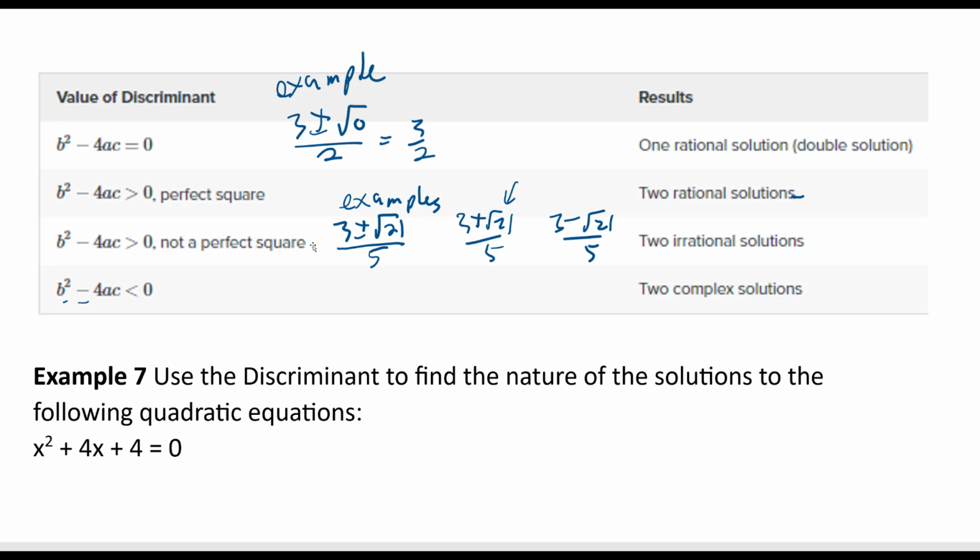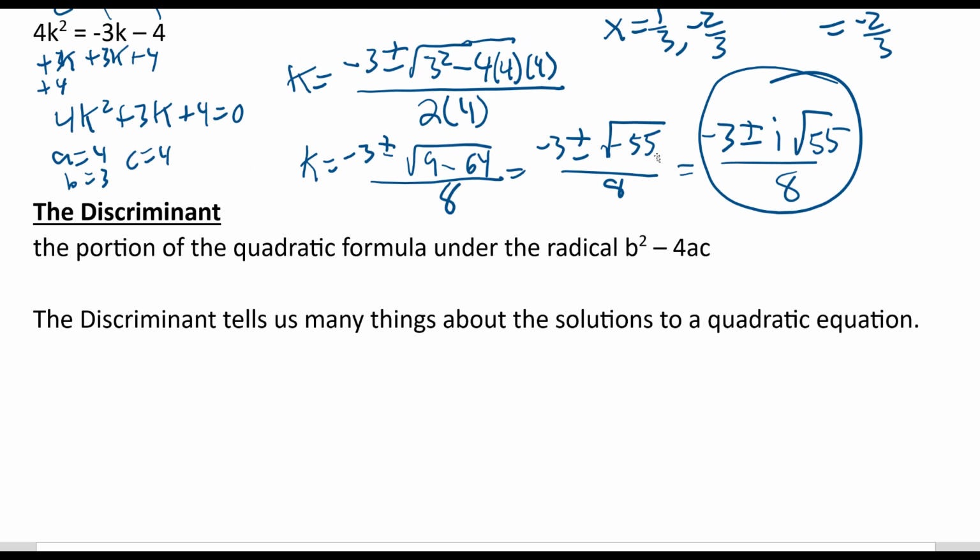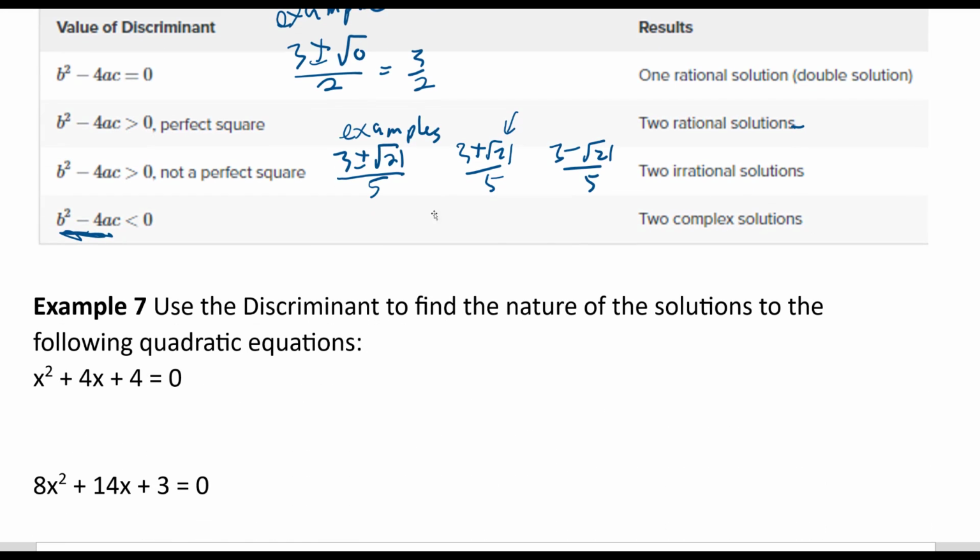Now, this last case here, b squared minus 4ac is less than 0, meaning it's negative. And that's what we had in this last example, so it's nice to be able to refer to that. We had a negative under the radical. So that's going to give us the complex solution. A complex number is a combination of real numbers and imaginary numbers. So that's the last example. Let's just call that example 6. I call this one example 5.